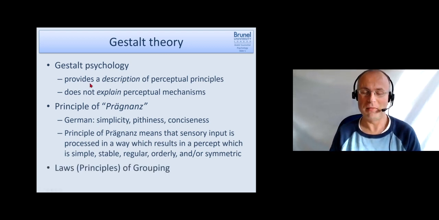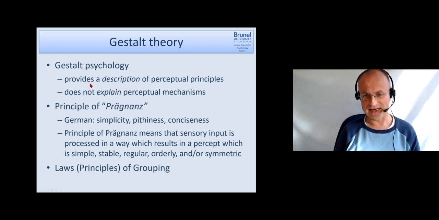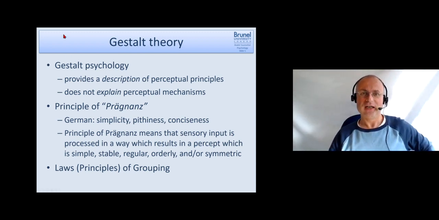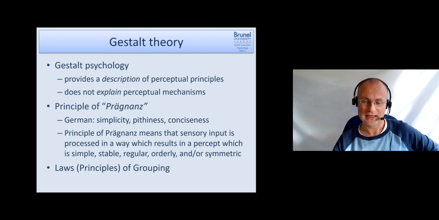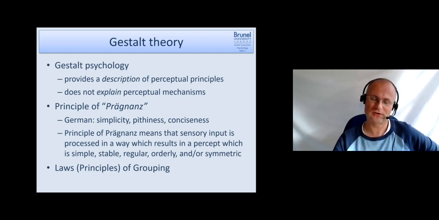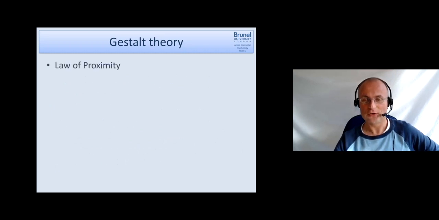What is mainly remembered today in perception, which comes out of Gestalt theory, are the laws or principles of grouping. So how do we group items together in our visual field? There are quite a few of them, and we will discuss a couple of the main ones to give you an idea. If you're interested in more, just search the internet and you will find all of them. The first one I would like to introduce is the law of proximity.